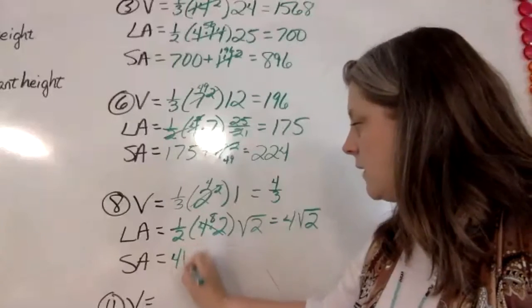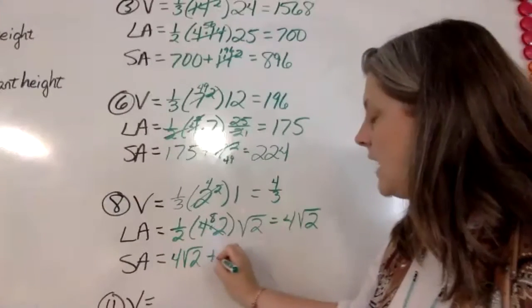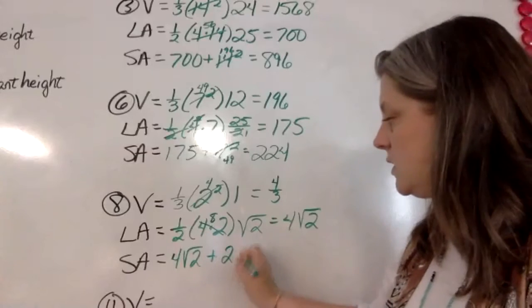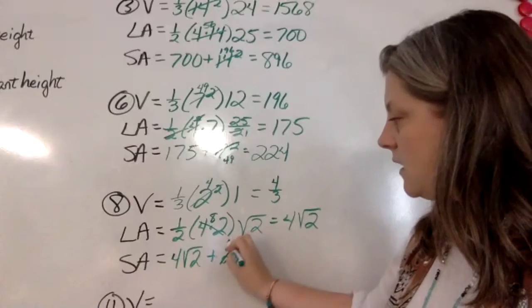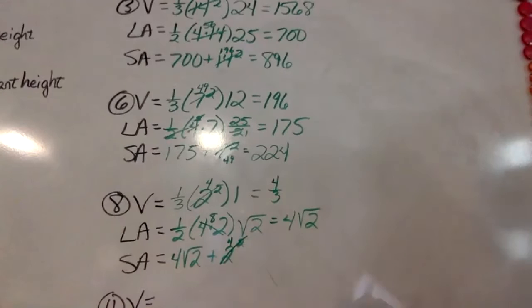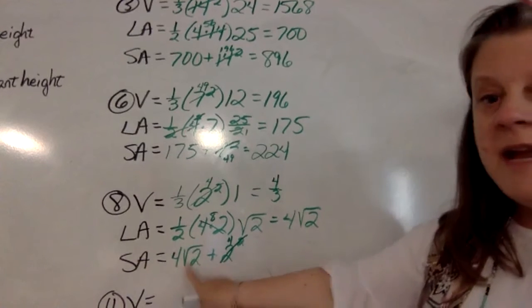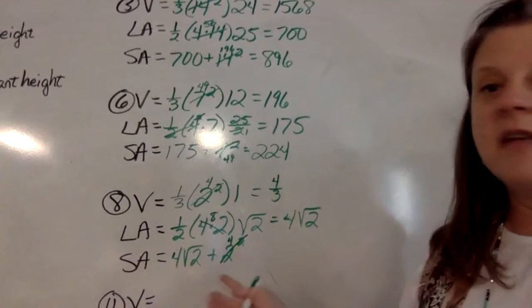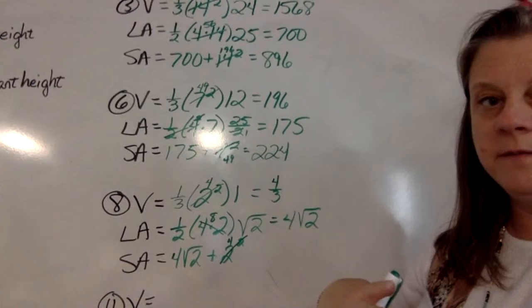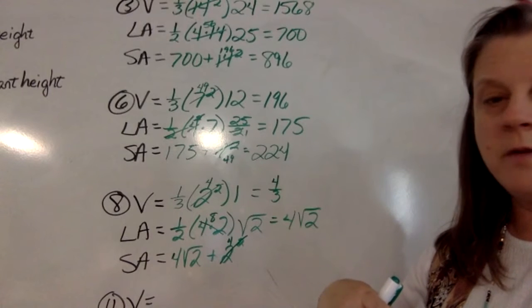Okay. We use our lateral area answer to find our surface area. So I have 4 square root of 2 here, plus the area of the base, which was 2 squared. 2 squared is 4. Now we talked about this a lot last week. If I have something that has a radical and something that doesn't have a radical, can I actually add those together? Yes or no?